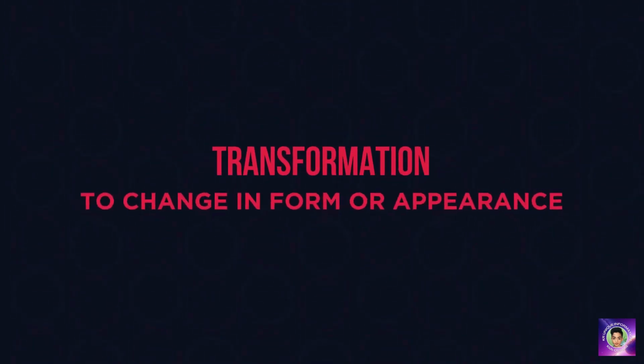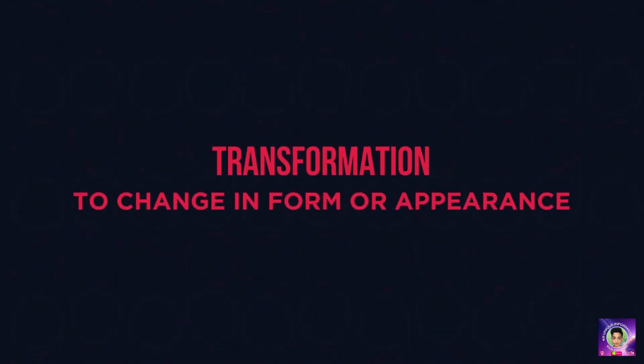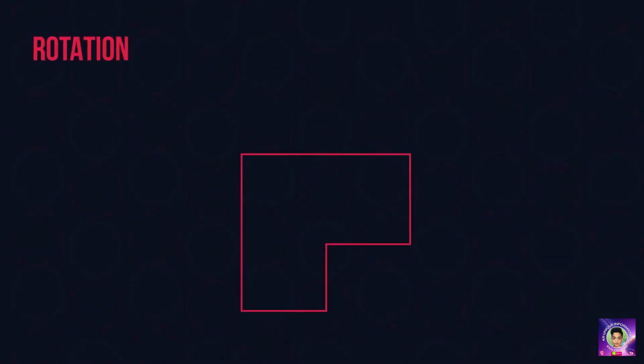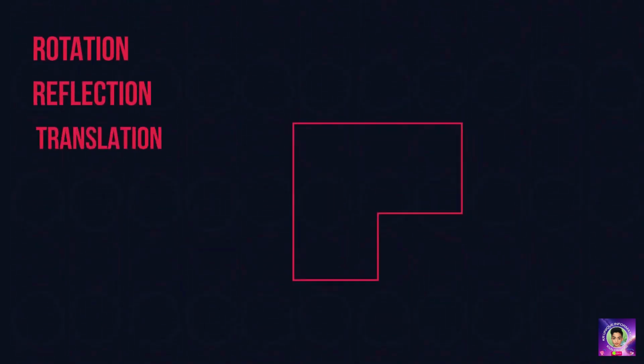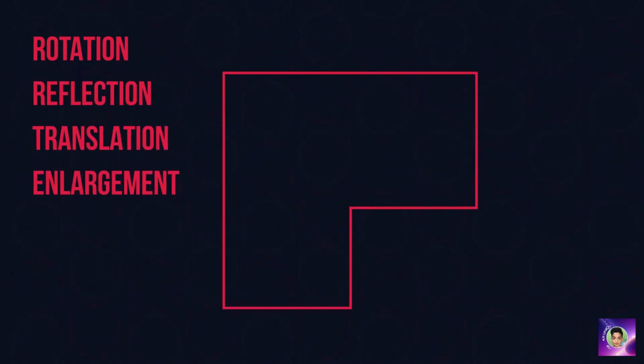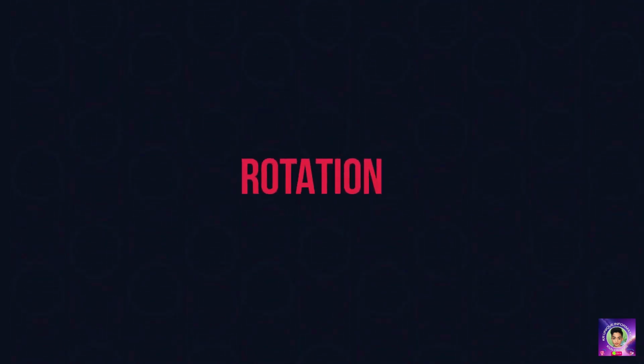What do you think the word transformation means? It means to change in form or appearance, which is actually pretty much what it also means in maths. When a shape is transformed, its appearance changes. It can be rotated, reflected, translated, or enlarged. In maths, we learn about these 4 different types of transformation. In this video, we're going to look at rotation.